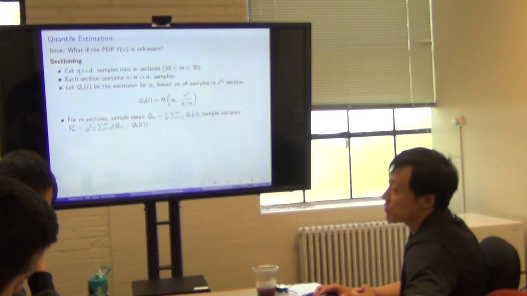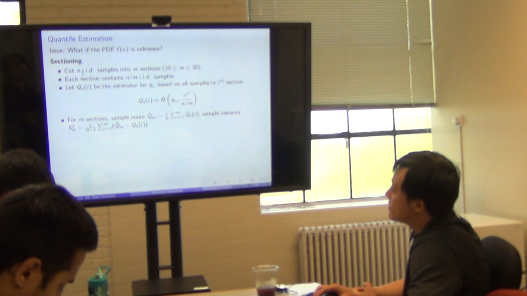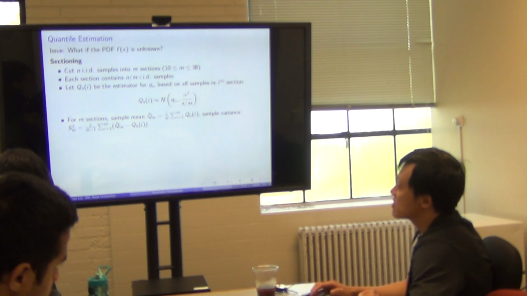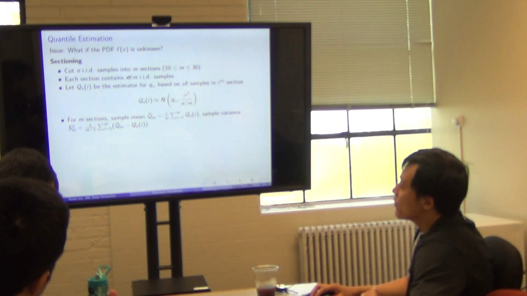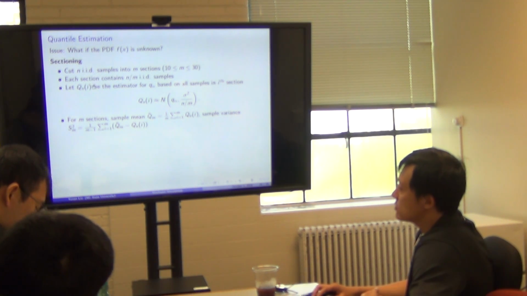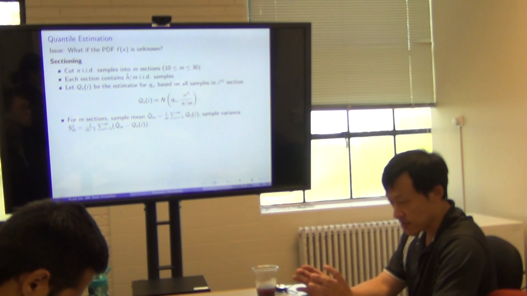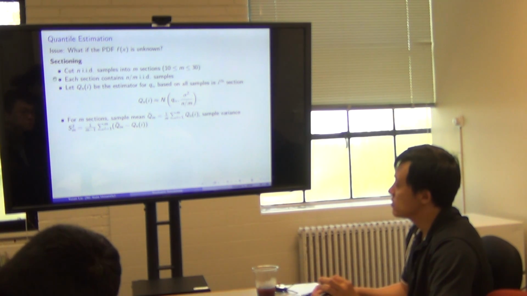Cut n, so n is your simulation budget, let's say it's a million times. Cut n IID samples into m sections. This is called sectioning. m is ranging from 10 to 30, so let's say m is 30. m is relatively small compared to n. n is a million or so. Each section contains n over m many IID samples. No problem, right? Let Q_{n,i} be an estimator of the quantile in the ith section using these samples. Each section has n over m many samples, which is still big enough. You use them to estimate your Q_{n,i}.